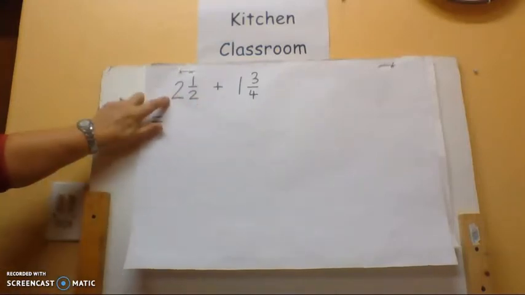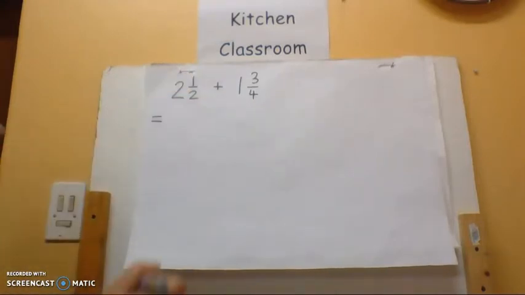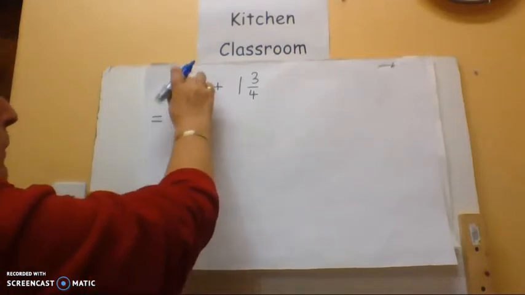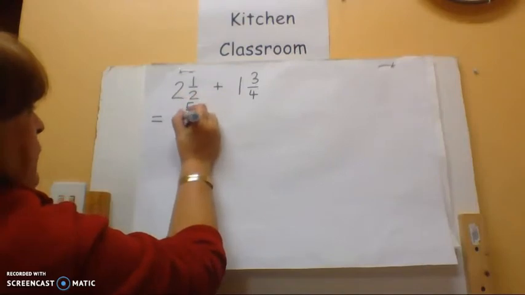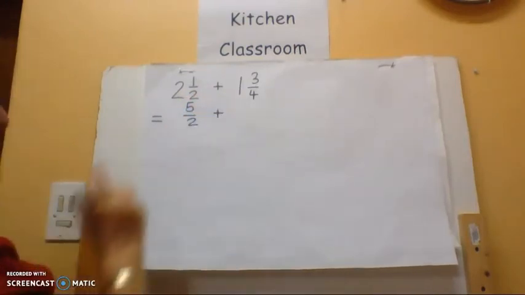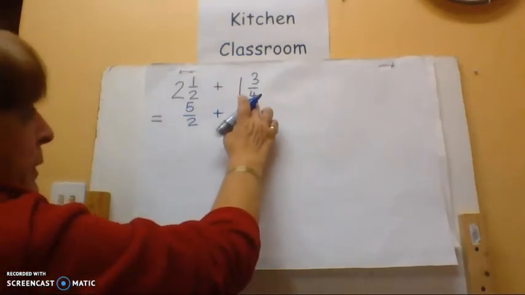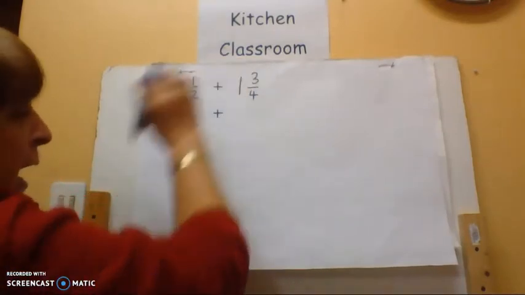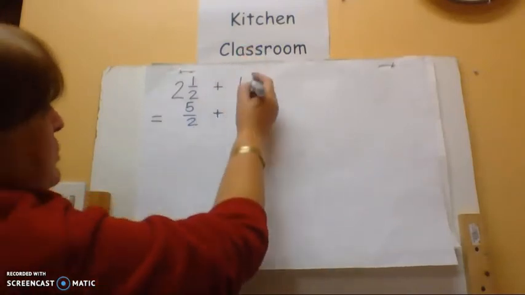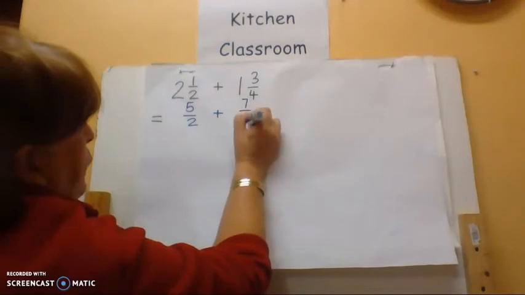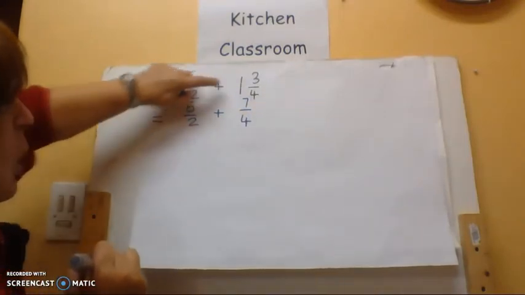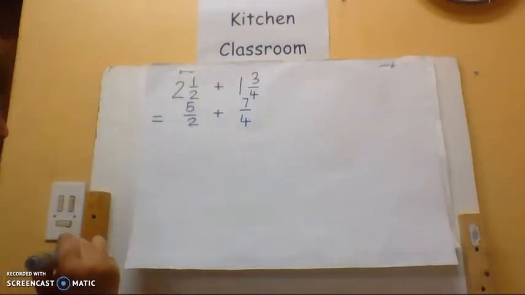Denominator times the whole number, add the numerator. So we're going to say 2 times 2 is 4, plus 1 is 5 over 2. Let's look at this one. Denominator times whole number, add the numerator. 4 times 1 is 4, plus 3 is 7 over 4. So 2 1/2 is 5 over 2, and 1 3/4 is 7 over 4.